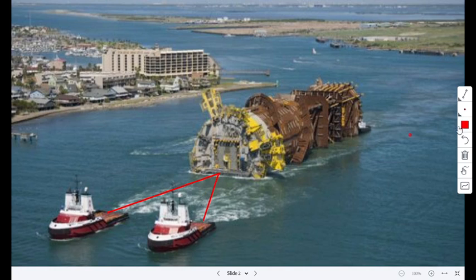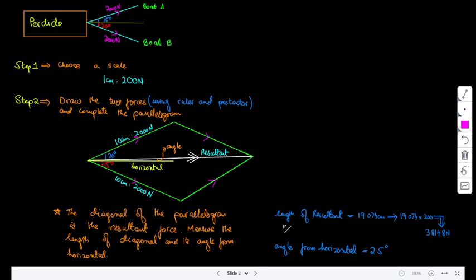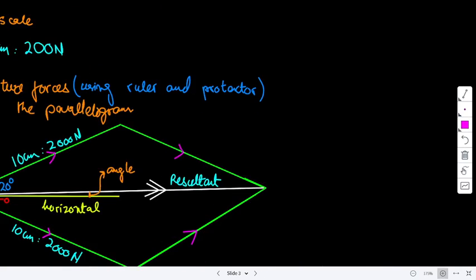So how are we supposed to find in which direction the oil platform will move? Will it move in this direction, in this direction, in this direction, and with what force? You have to have these calculations ready before moving the platform to avoid some disastrous event. Moving on, let's try to solve this by using a parallelogram method.